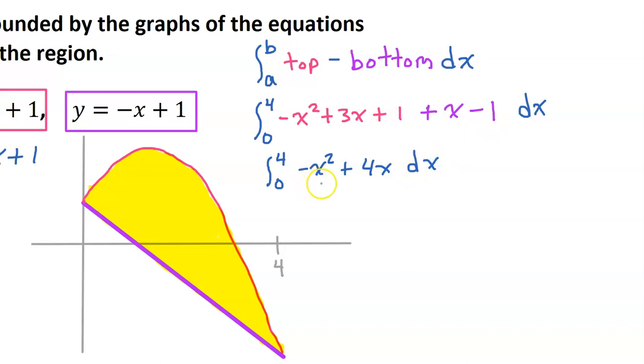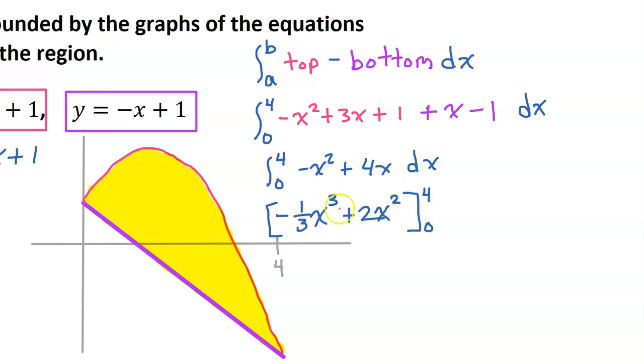Let's go ahead and integrate term by term. So I'm going to increase this exponent by 1, and then divide by the new exponent. I still have this negative sign in front. And then moving on to the 4x term, I'm going to increase this exponent by 1. Now, dividing by the 2, this is 4 divided by 2, which is 2. So now we will evaluate using the limits of integration from 0 to 4.